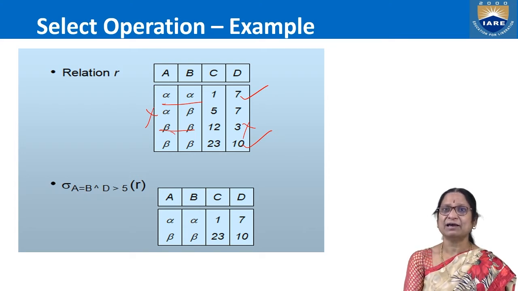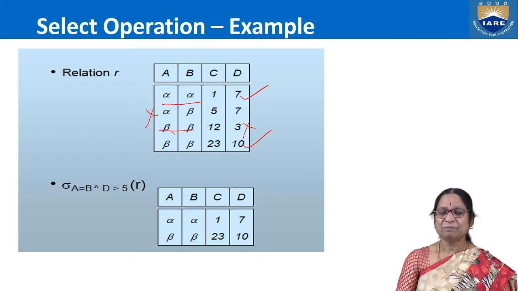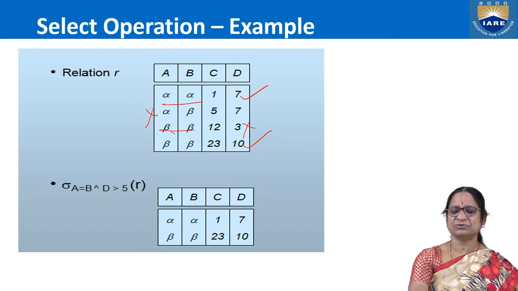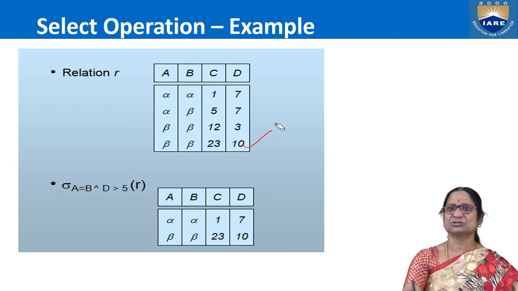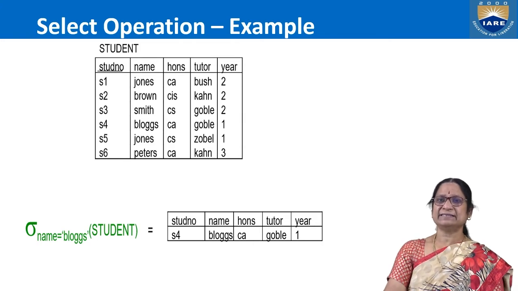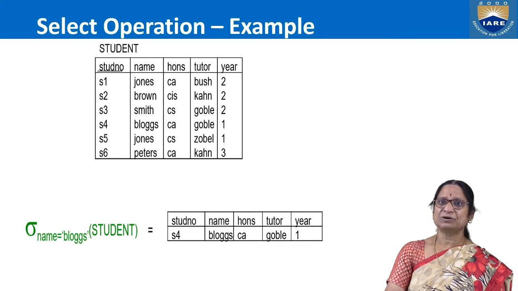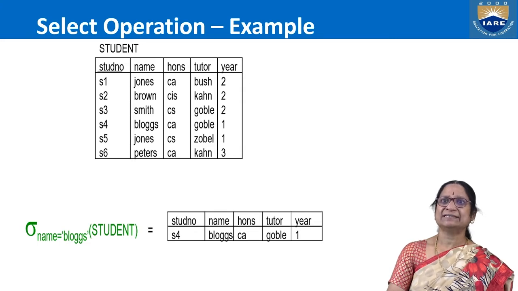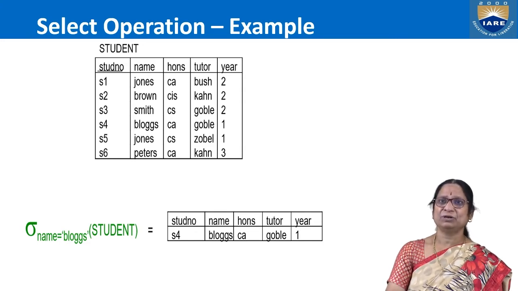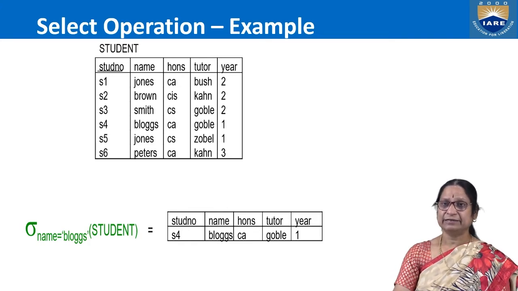That means we call it horizontal partitioning or horizontal fragmentation, that is, we are selecting tuple-wise here. By using this, most of the queries we are able to write as per our requirement. Another example: student data is there. You observe 6 students' data. We are writing name is equal to Blogs of student. Blogs is only one value that satisfies, so only one tuple satisfies name is equal to Blogs. That particular tuple will be displayed.